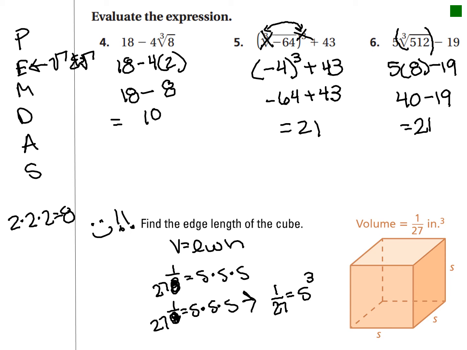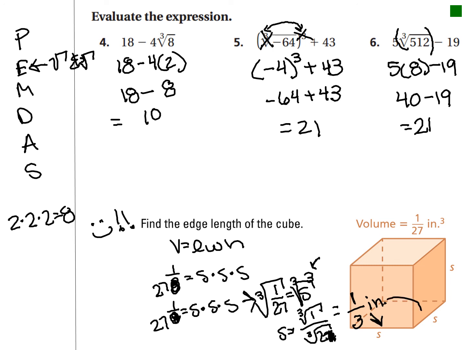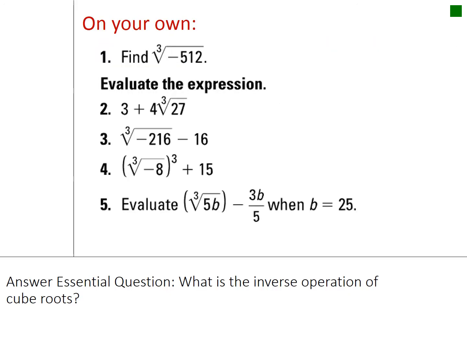Alright, how can we undo this exponent of 3? With a cube root. Remember, you can break fractions down to the cube root of 1 over the cube root of 27. The cube root of 1 is 1. The cube root of 27, what times itself 3 times is 27, is 3. So each side is 1/3 inch: 1/3 inch, 1/3 inch, and 1/3 inch. Alright, go ahead and try the next set of problems on your own, and be ready to resume when you're ready to check.